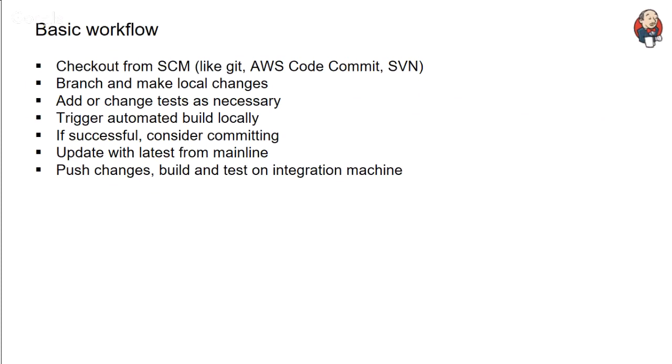And next is update with the latest from the mainline. So you're updating the code. You're in the local branch, adding a feature, and testing that the feature works. Okay, everything is successful, then you commit to the mainline. Soon after you commit to the mainline, okay, so update with the latest.